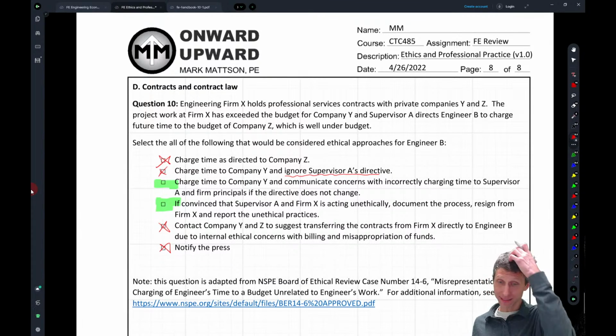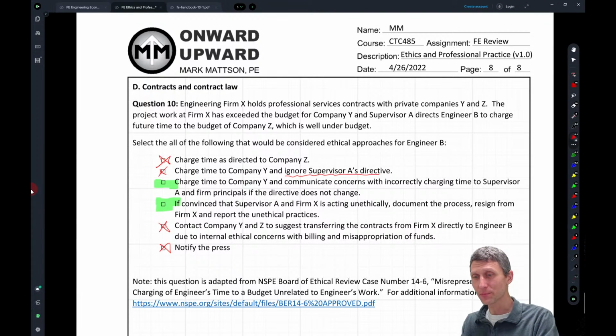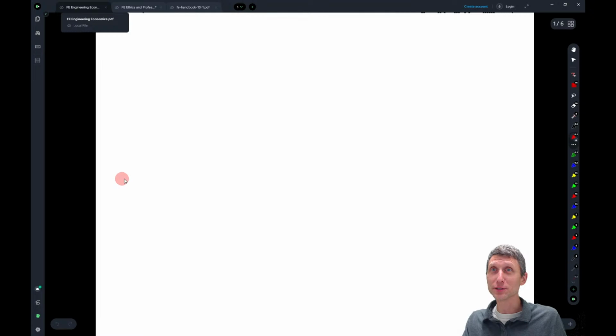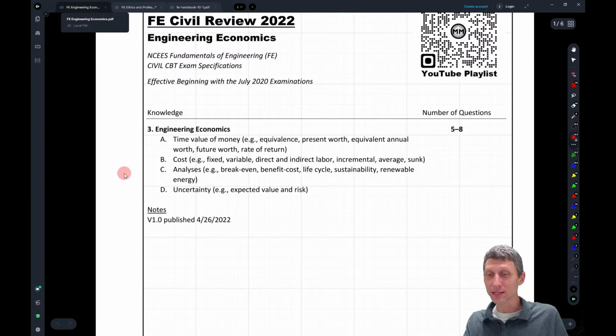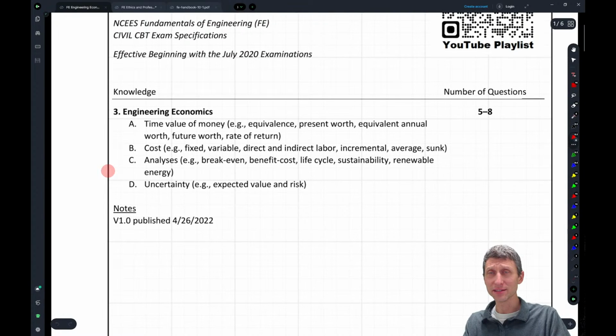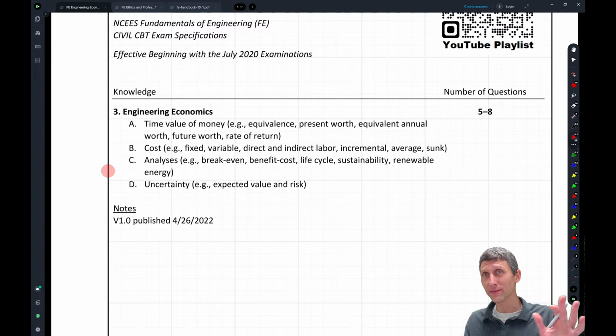So what I'm going to do next is switch over here, and we're going to go to engineering economics, where I put together another 9 problems, and hopefully this will be fun as well. So engineering economics has 4 topics: time, value, money, cost, analyses, and uncertainty. So this is 5 to 8 questions total.